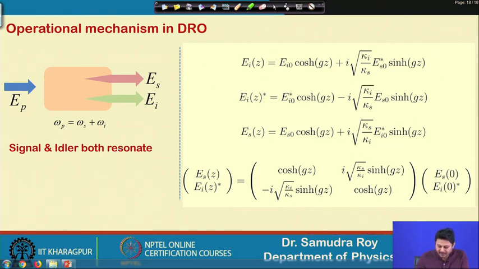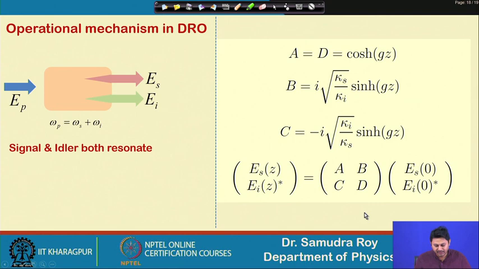After having this matrix form, the next thing is I can confine this matrix in this way. Just replace the names of the terms, say A equal to cosh, D equal to cosh, B is equal to sinh, and C is this quantity. So I can write these in a compact matrix form. A, B, C, D is my transformation matrix that can transform the field from 0 to the Z point.